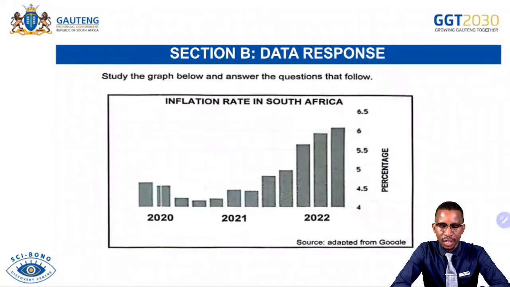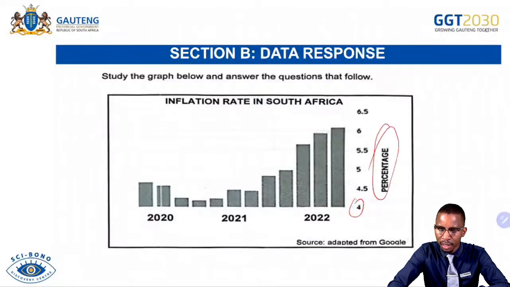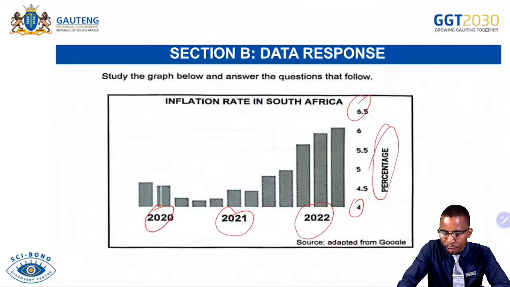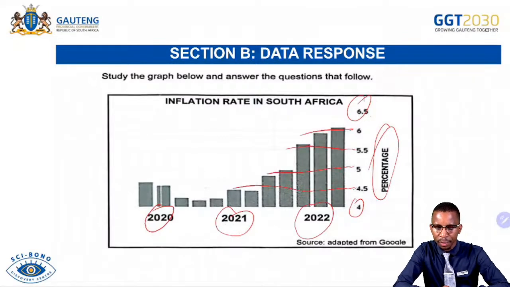And then here you are given inflation. Study the graph below and answer the questions that follow. Inflation rate in South Africa. We have our inflation rate on the side here from 4% to 6.5%. Remember, our inflation target ranges between 3 to 6%. If it goes above 6%, there is a problem. The government and the Reserve Bank must intervene to combat inflation. We have 2020, 2021 and 2022, adapted from Google. So you can check the rate of inflation according to this.